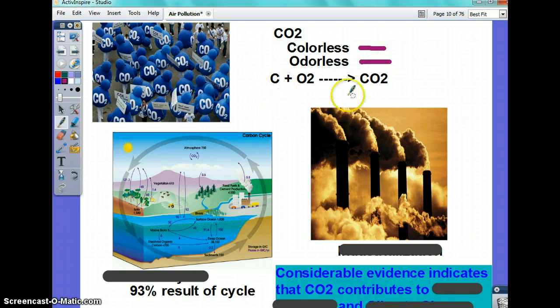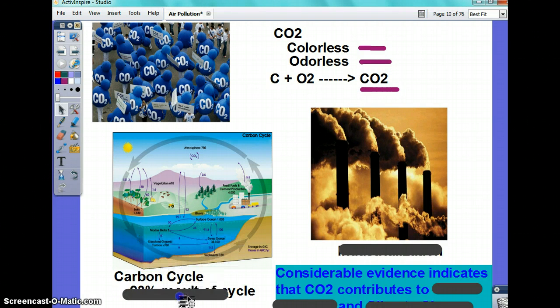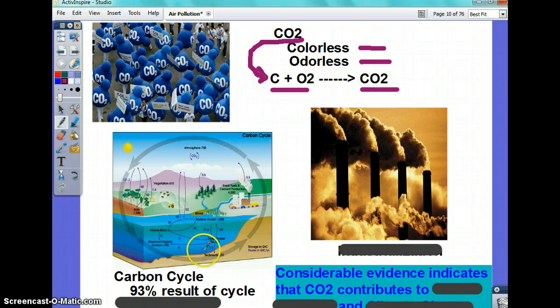And it's basically one carbon and two oxygens. And most of carbon dioxide that's placed into the atmosphere is a result of the carbon cycle. A lot of textbooks won't put carbon dioxide as a primary pollutant, and you'll see here because it's kind of showing that it has to react with oxygen in order to produce carbon dioxide.